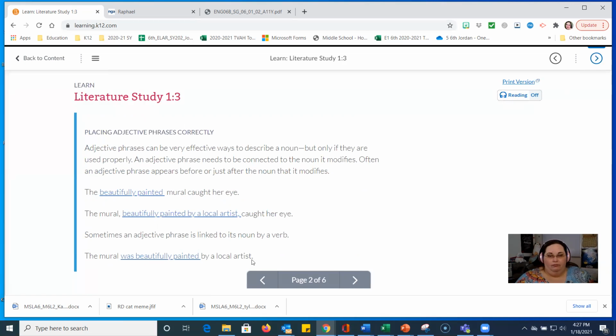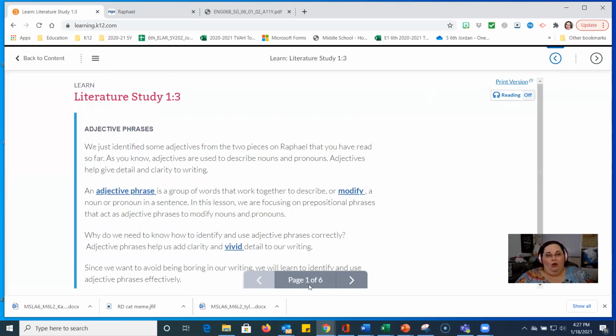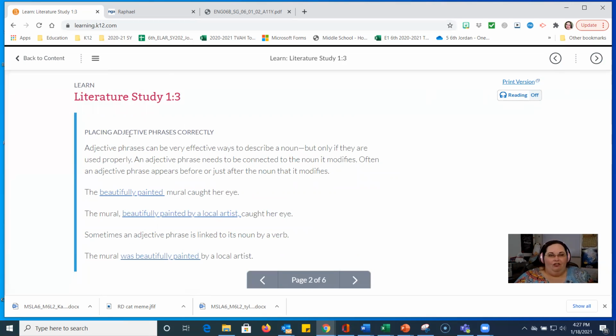Oh, hold on. I've got to go back, because guess what? I made a boo-boo. We're on 1 of 6 we've got to click on. Placing adjective phrases correctly. Adjective phrases can be very effective ways to describe a noun, but only if they're used properly. An adjective phrase needs to be connected to the noun it modifies. Often, an adjective phrase appears before or just after the noun that it modifies. So, the beautifully painted mural caught her eye. What is our noun in this phrase?